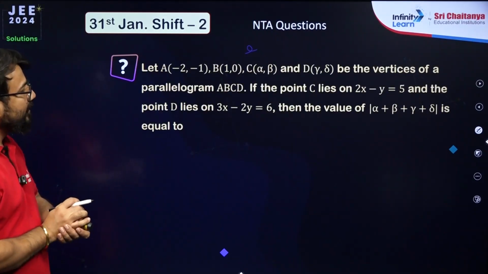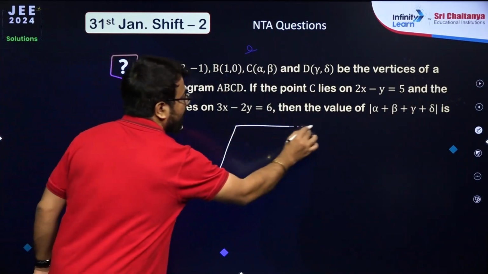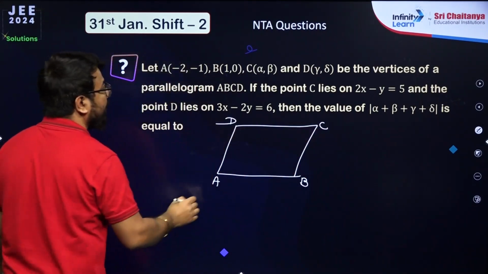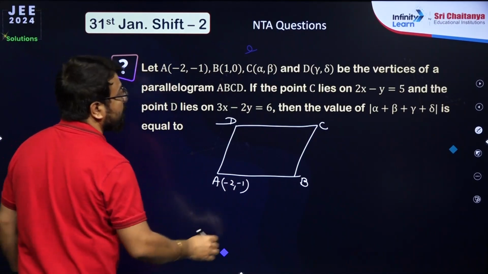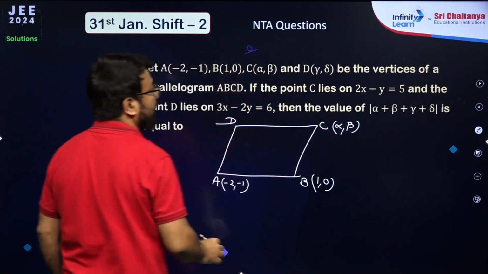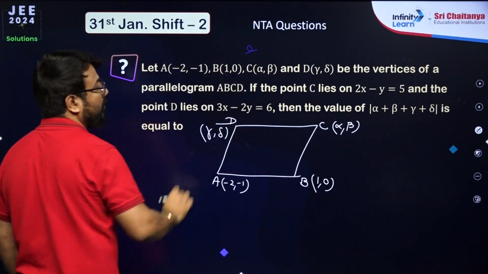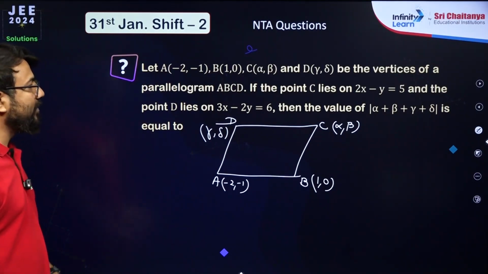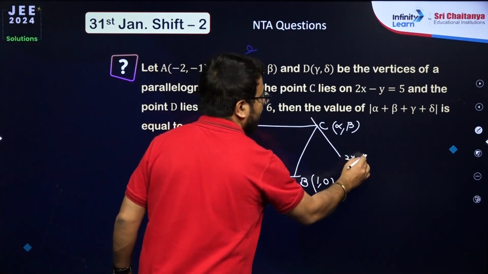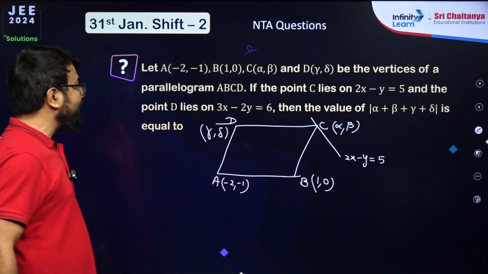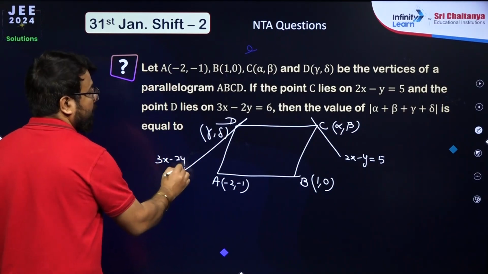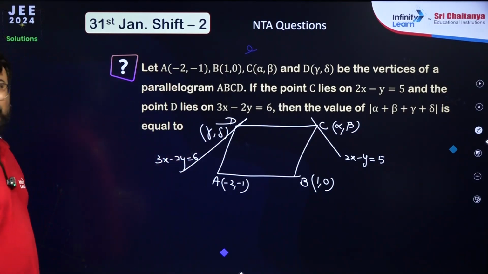A, B, C, D are 4 vertices of the parallelogram. A is (-2, -1), B is (1, 0), C is (alpha, beta), and D is (gamma, delta). Let ABCD be the vertices of the parallelogram. The point C lies on 2x minus y equals 5, and the point D lies on another line, 3x minus 2y equals 6. The value of alpha plus beta is what they are asking for.